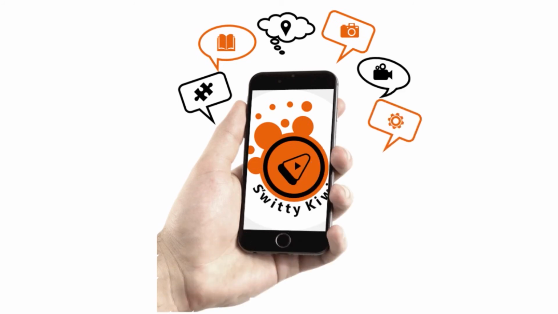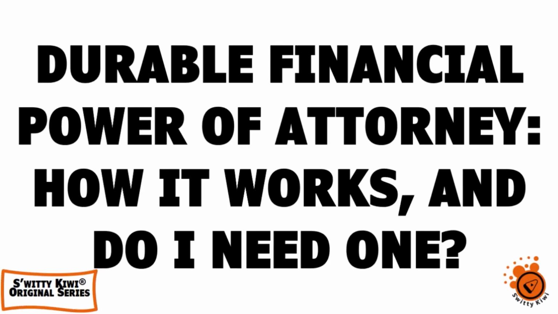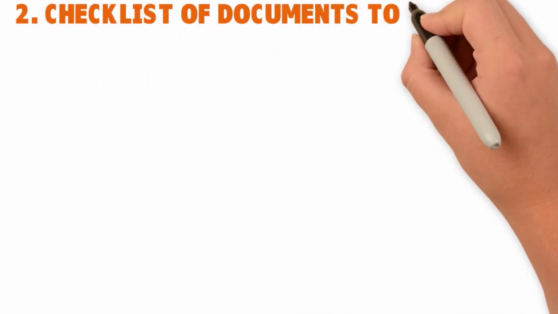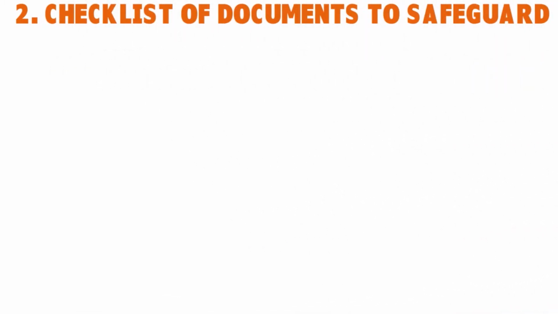Welcome back, folks, to another edition of Sweetie Kiwi. We're having a conversation today about how to disaster-proof your documents. And I want to talk to you now about a checklist of documents to safeguard. I've given you six options when it comes to storing and safeguarding your documents. Now let's talk about those documents. What kind of documents do you want to safeguard?